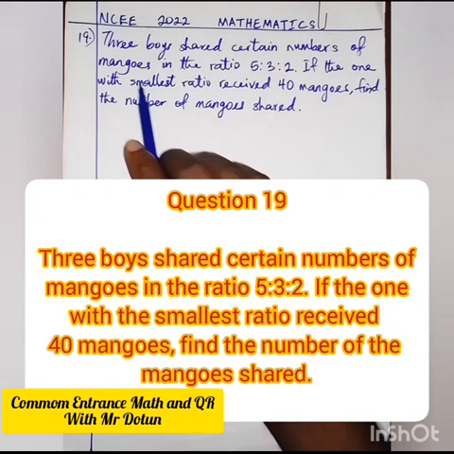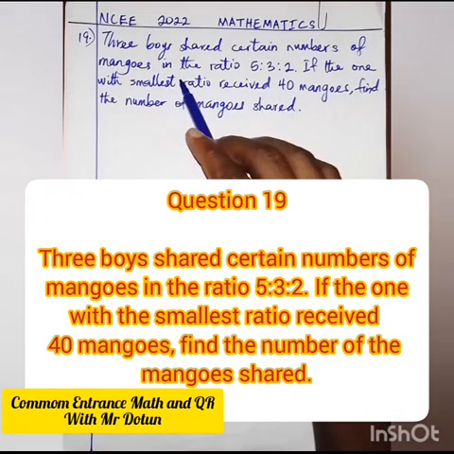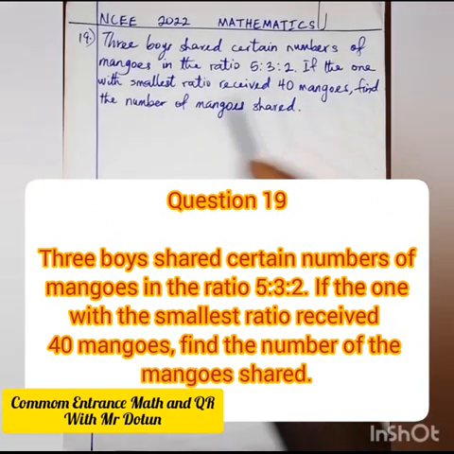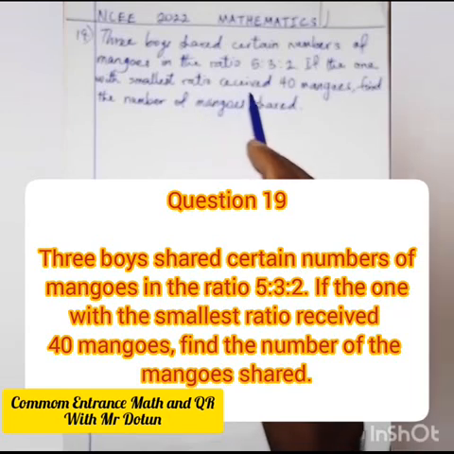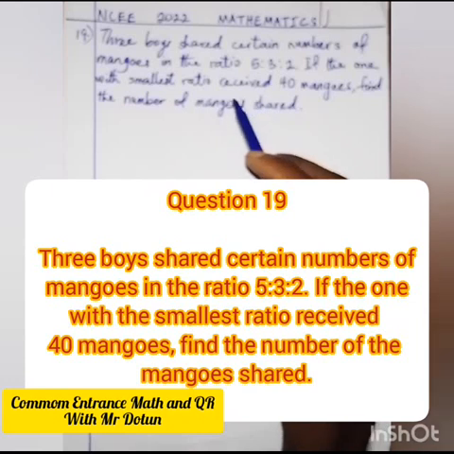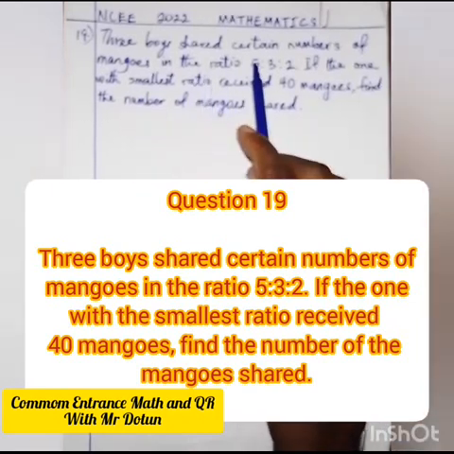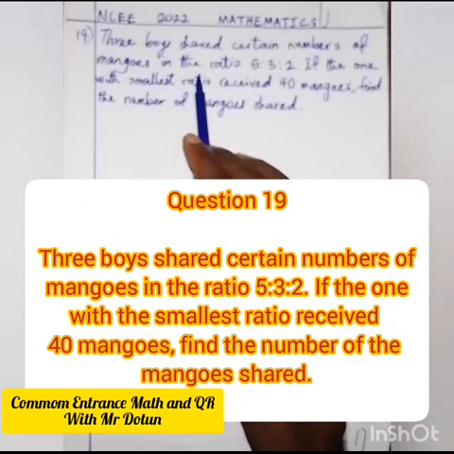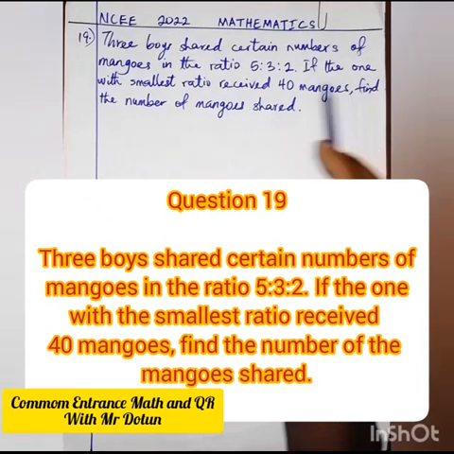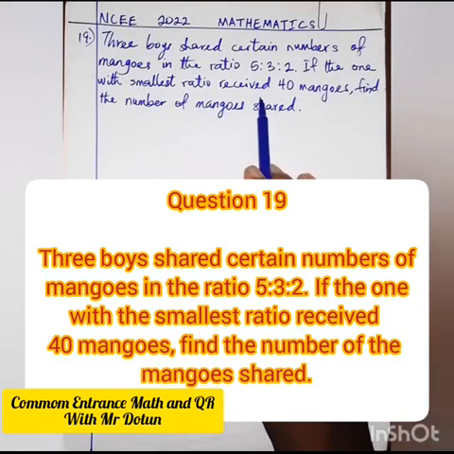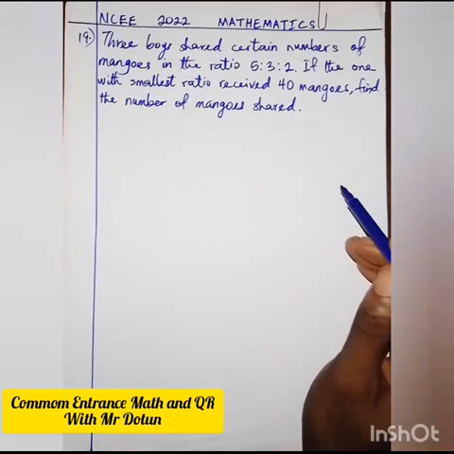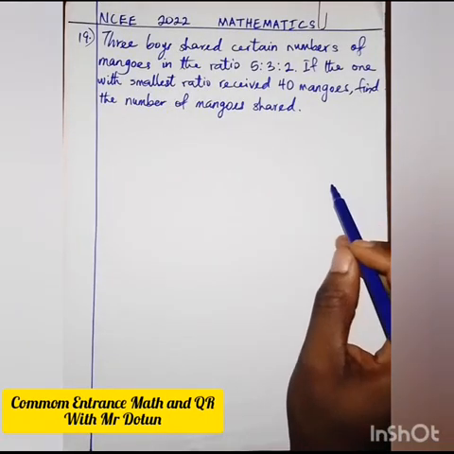Three boys shared certain numbers of mangoes in the ratio 5 to 3 to 2. If the one with the smallest ratio received 40 mangoes, find the number of mangoes shared. So we're looking for the total number of mangoes shared by the three boys.